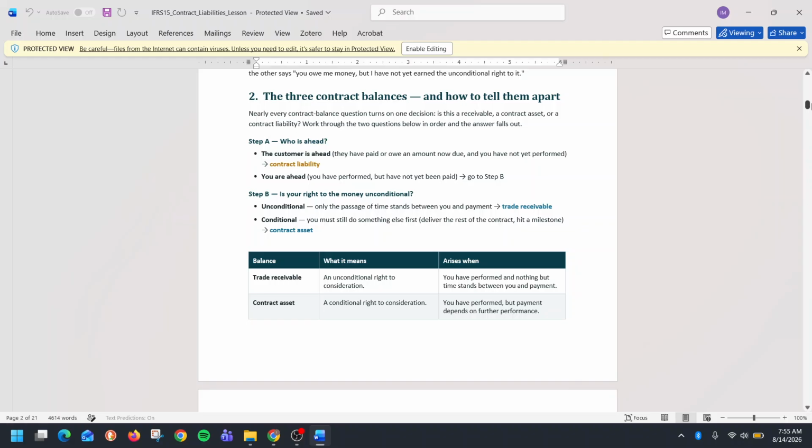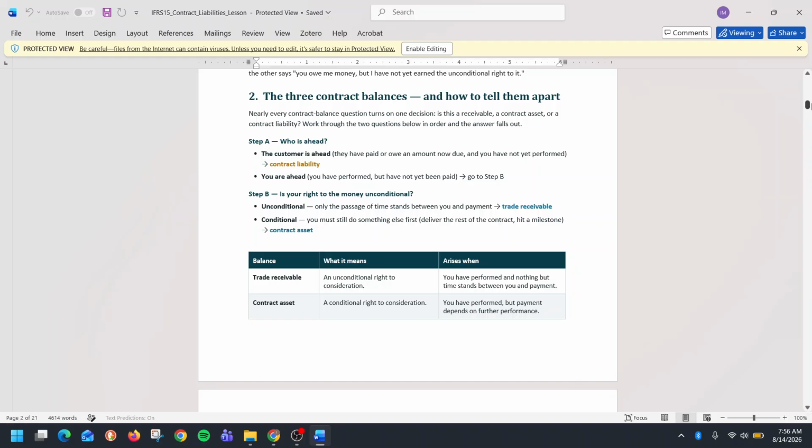And then when you have contract assets, you would have performed, but you have not yet been paid. That creates, you owe me money, and I have done my job. That's when you have a contract asset. But that is only if you must still do something else. You must still deliver the rest of the contract, or there is a certain period that you must still go through in this specific type of contract. Hence it will create a contract asset.